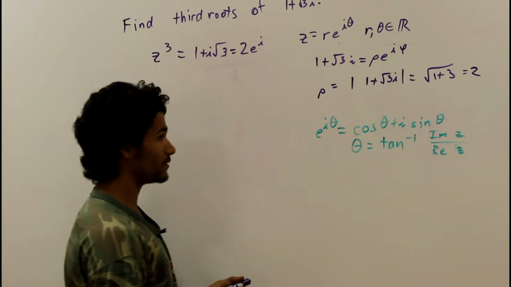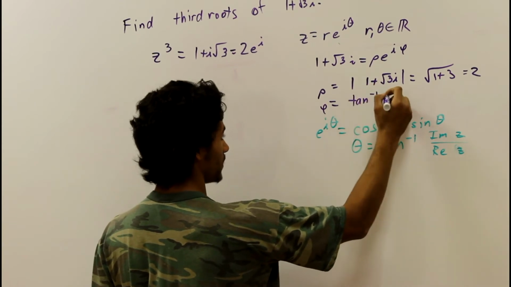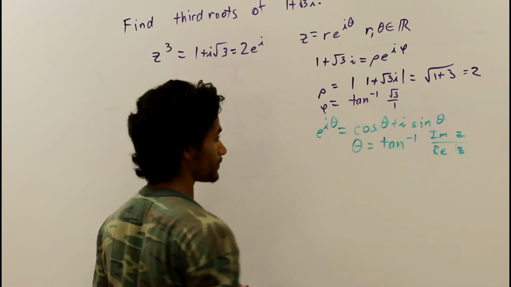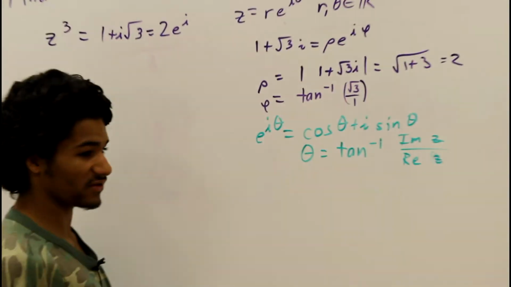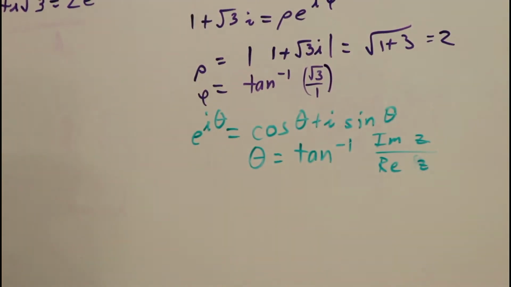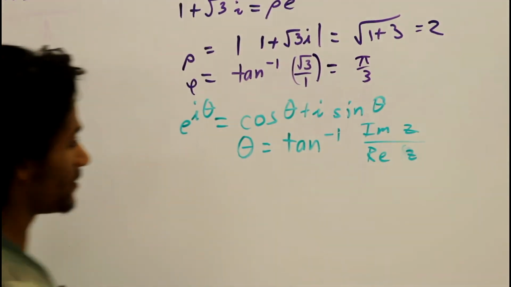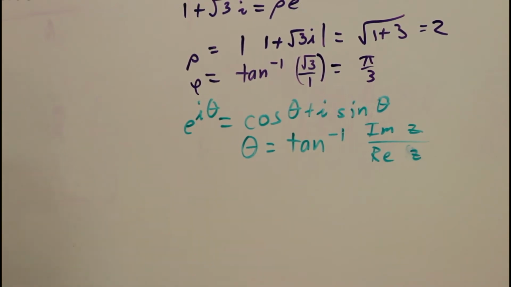So that means our angle is tangent inverse of radical 3 over 1. And then after some calculation, you will see that this is just pi thirds. The reason is because the sine of pi thirds is radical 3 over 2, and the cosine of pi thirds is just 1/2. Therefore, the tangent of them is radical 3.